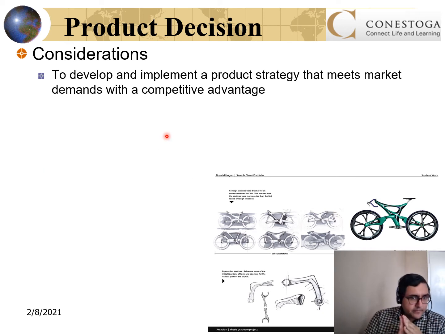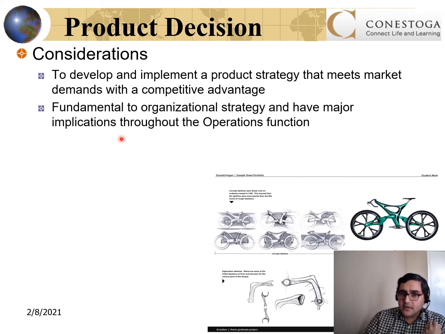To start with, our product strategy should always be developed and implemented in such a way that it is connected to the market demands for sure, and it is satisfying our core competitive advantage that we are going to create because of this particular new product. The product which you are making, there should be a demand for that particular product. At the same time, it should be fundamental to the organizational strategy.